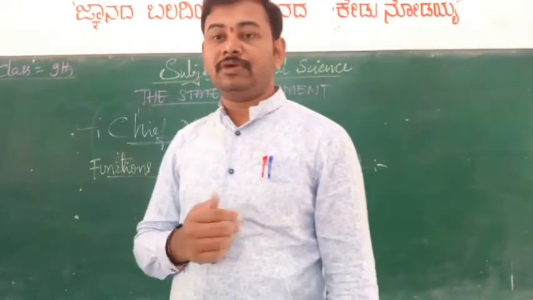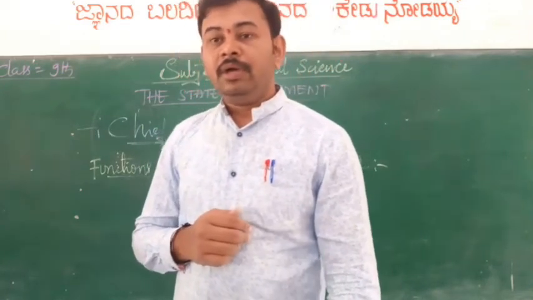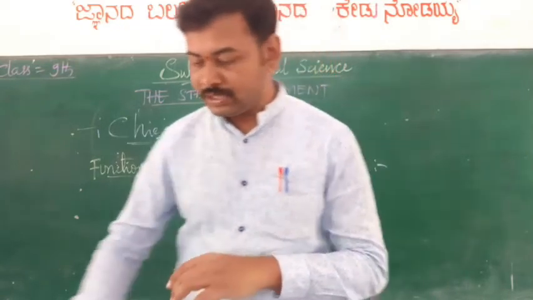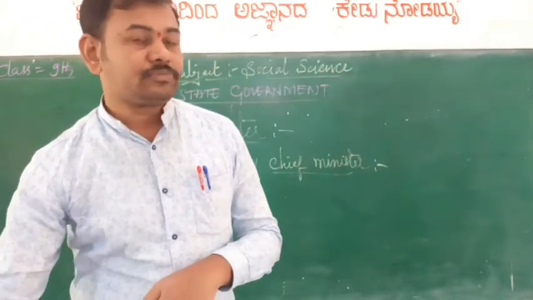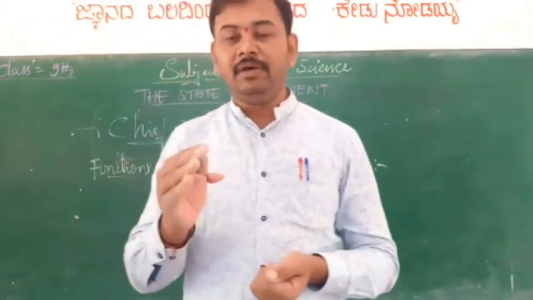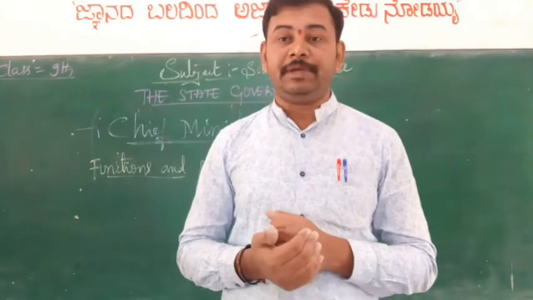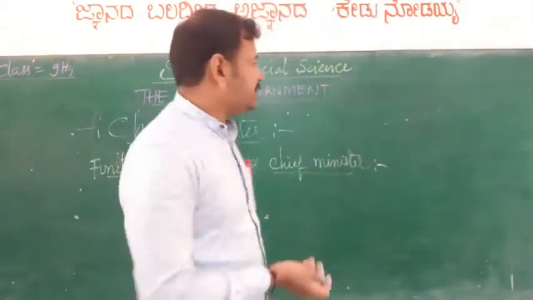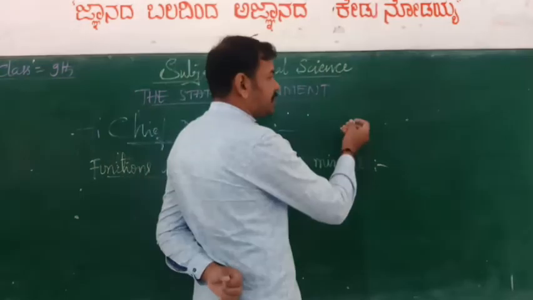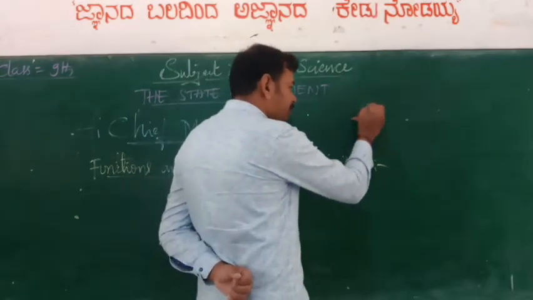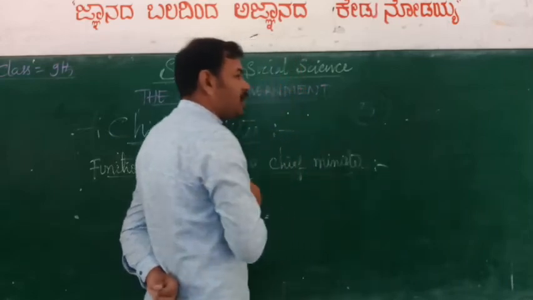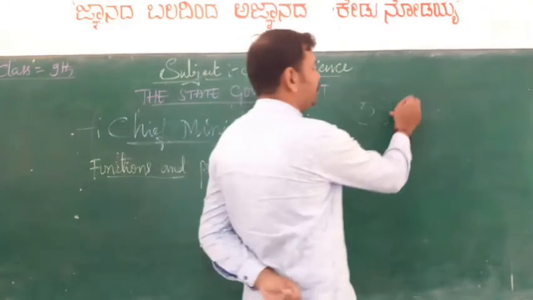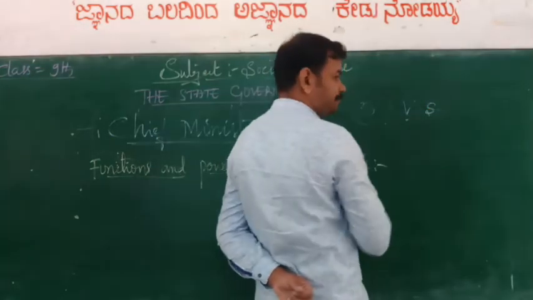And the many other functions, like he has the power to dissolve the legislative assembly. Dear students, this is very important. The chief minister has the power to dissolve the legislative assembly before the expiry of its term. Dear students, what is the term of office of legislative assembly? As I told you, 5 years. Got it? 5 years is the term of office of legislative assembly or Vidhana Sabha.